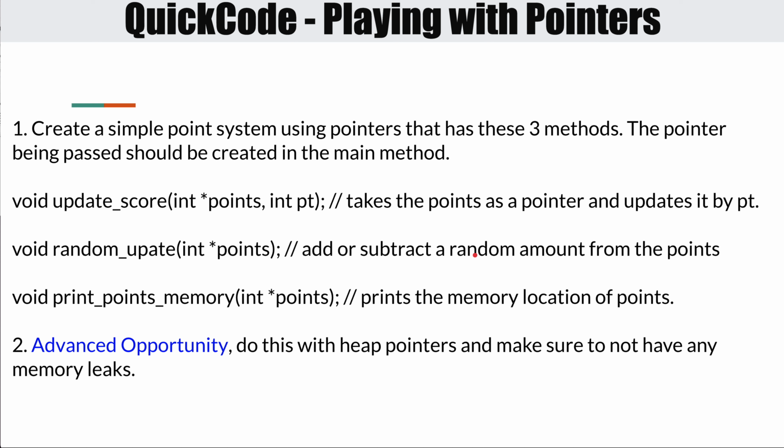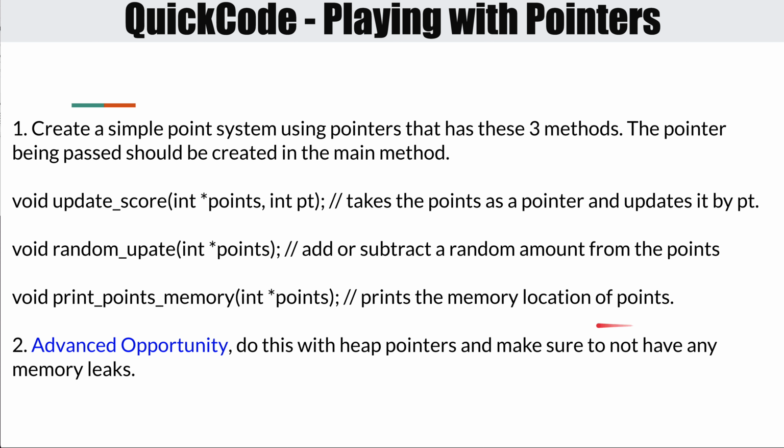So, let me break this down. There's really 2 randomness there. Random that it adds or subtracts, so each time that one runs, it should either add or subtract. And then also add or subtract by a random number. So you will have to generate 2 random numbers. And then you're going to have void print points memory. So you're going to send it the pointer, and it's going to go, this is where that is in memory.